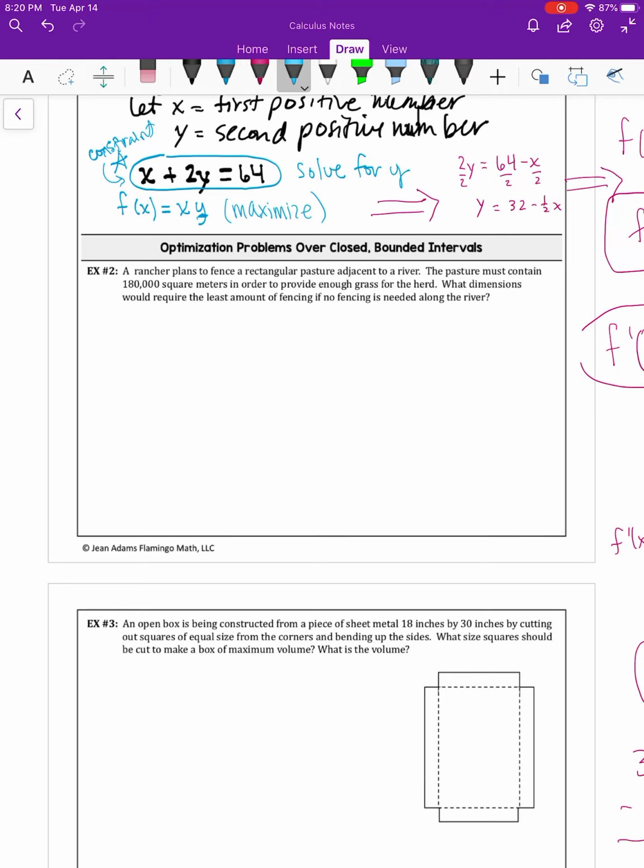Okay, example number 2. A rancher plans to fence a rectangular pasture adjacent to a river. Okay, so we are going to draw a rectangular pasture, and I'm going to say it's adjacent to a river. So I'm going to draw a river like that.